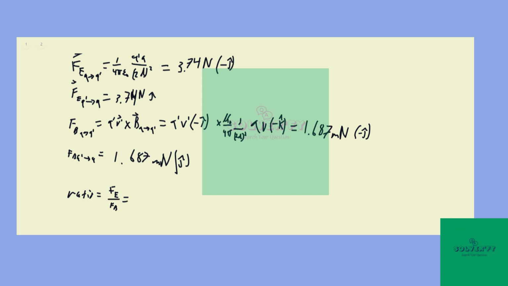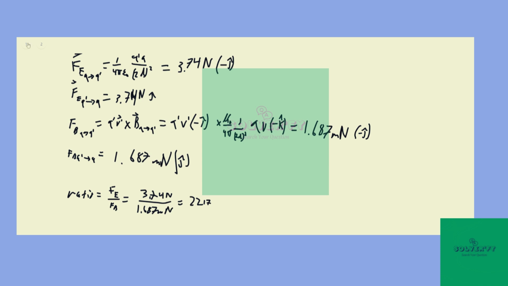the force due to the electric field is going to be 3.74 newtons compared to 1.687 millinewtons, and that's going to be a ratio of about 2,217. So we see that the electric force, the force due to Coulomb's law, is going to be much higher. It's going to be 2,200 times as strong.